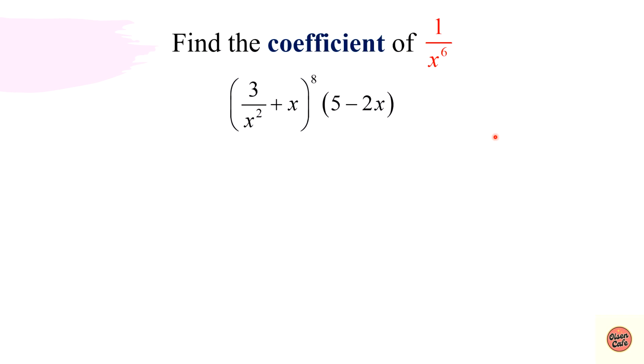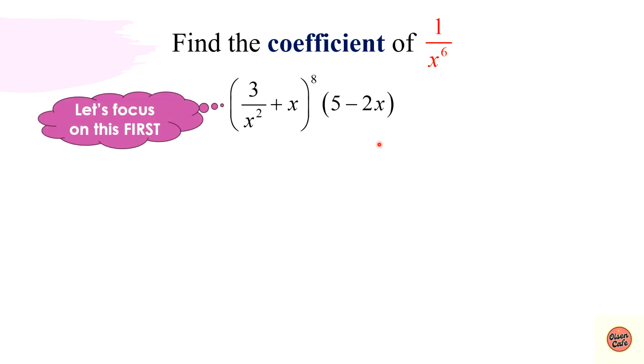So over here in this expansion, you notice that there are two terms. So what we are going to do is to focus on the left term first. To do this, we will consider the general term. So the general term will give us r plus 1 term equals nCr times a to the power of n minus r and times b to the power of r.